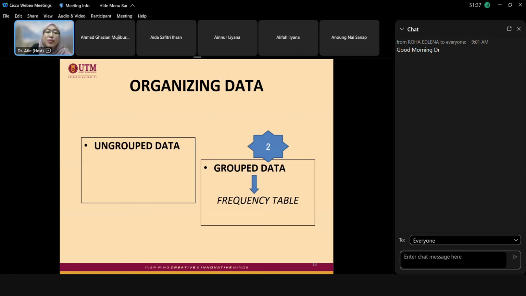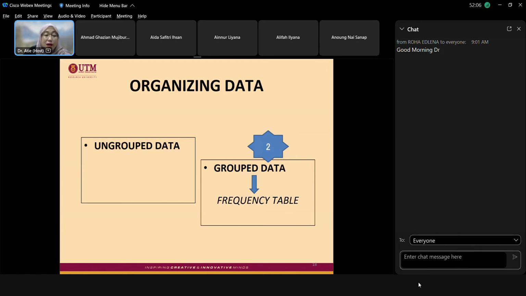Data, right? So once you get the data, it is very, very important before you start your data analysis that you know how to organize your data. Organizing the data can be divided into two. I already mentioned this in our previous class. We have ungrouped data, where we also need to group the data.